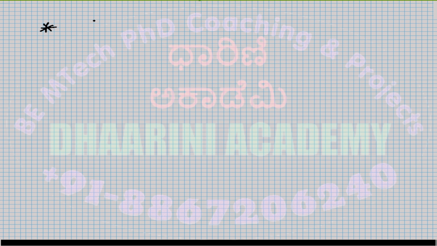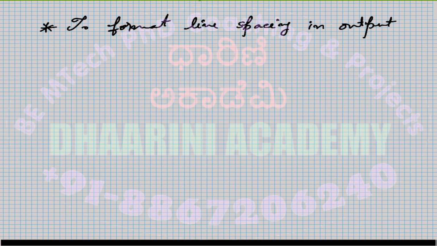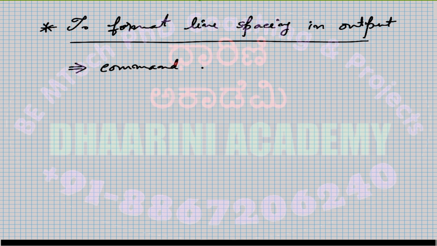So this is to format line spacing in the output. So output basically refers to the command window outputs only. Okay, so we see the output in the command window, right? So this actually refers to the command window output. So we have two options basically.